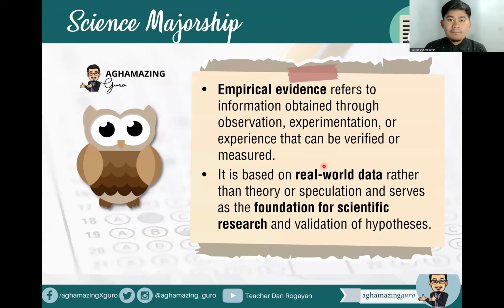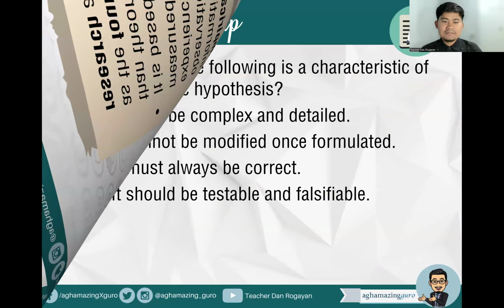And when we talk about scientific experimentation, we come across the term empirical evidence, which refers to information obtained through observation, experimentation, or experience that can be verified or measured. So it is based on real world data rather than theory or speculation and serves as a foundation for scientific research and validation of our hypothesis. So this particular term, empirical evidence, is one of the elements of scientific soundness when we talk about research and investigation.